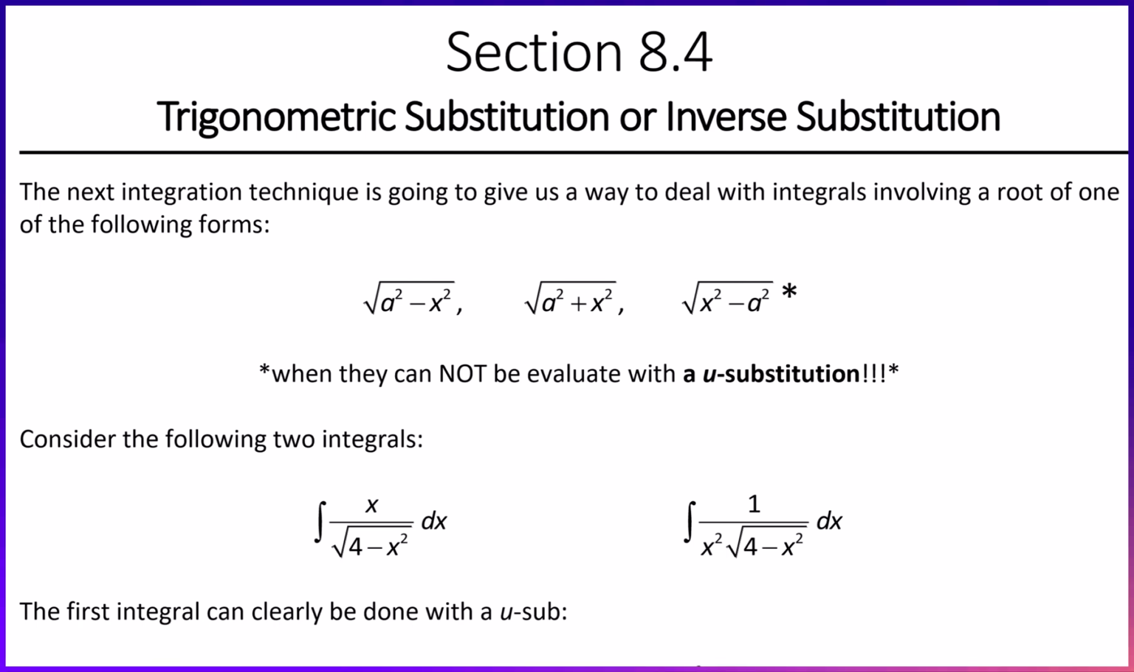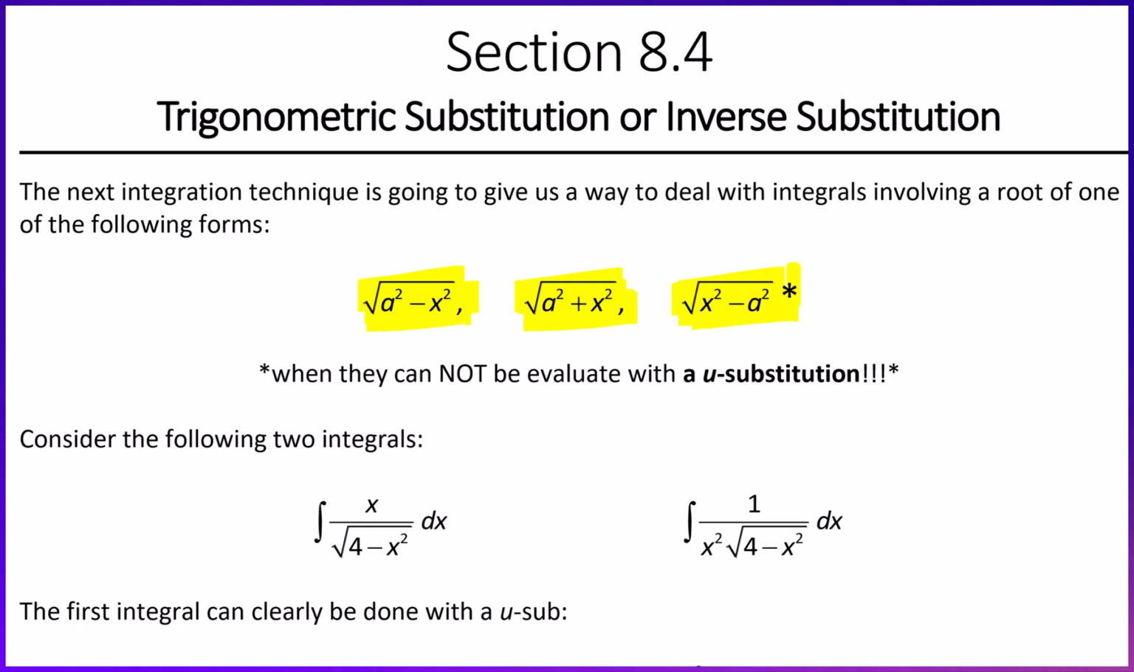So let's take a look at some very specific types of roots that are going to be useful to put in a trig substitution. So which types of roots are we looking at? Well, we are looking at roots of the form the square root of a squared minus x squared, the square root of a squared plus x squared, or the square root of x squared minus a squared.